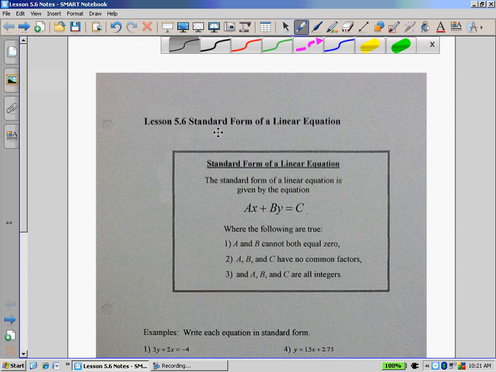Today we're looking at standard form of linear equation. In particular, we're looking at how it applies in a real-life scenario with a word problem. So let's go ahead and begin.